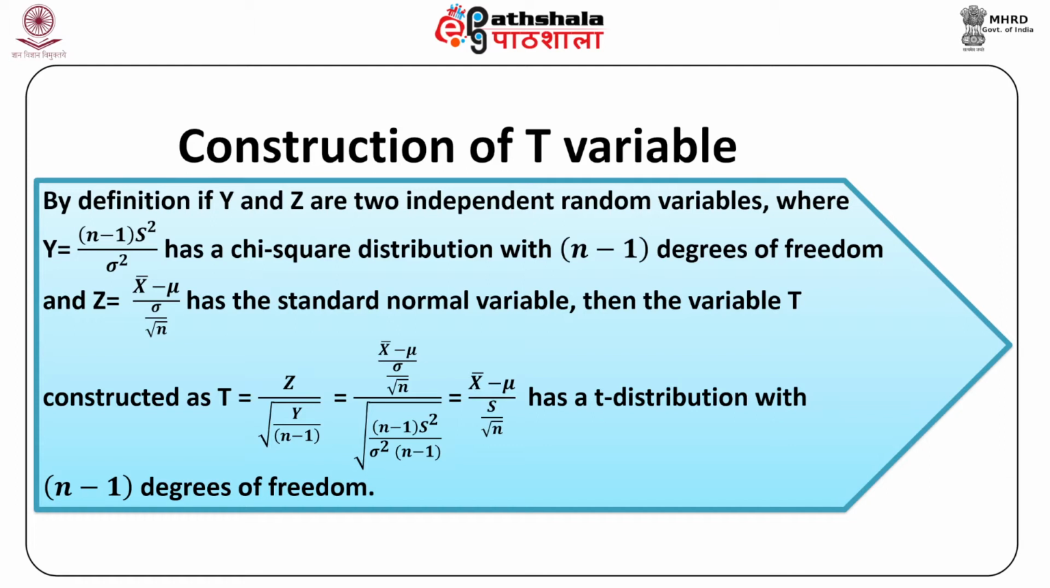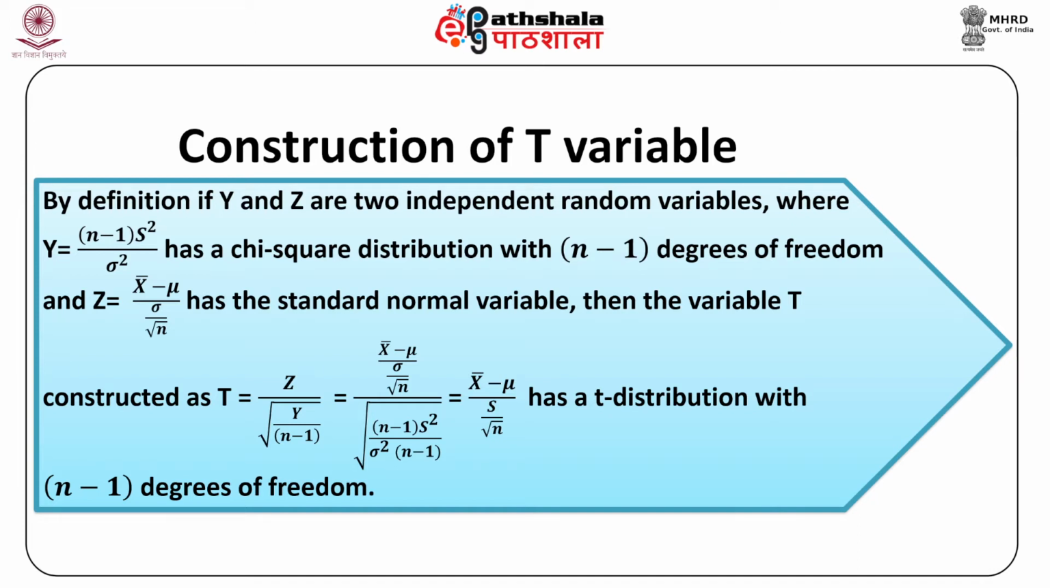If you substitute the values of z and y, you will find that we get x bar minus mu upon sigma by root n in the numerator, and in the denominator we have the square root of n minus 1 into s square divided by sigma square, into n minus 1. On simplification, we get this equal to x bar minus mu upon s upon root n. Now this has a t distribution with n minus 1 degrees of freedom.